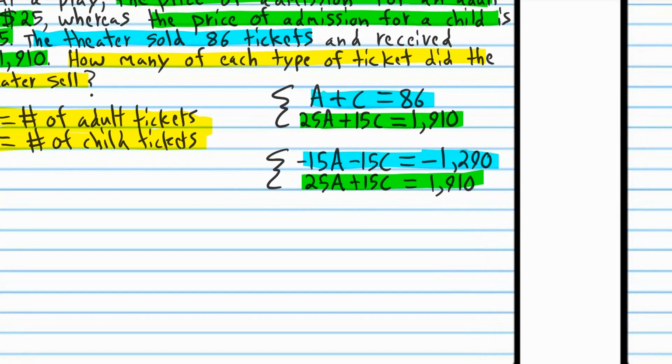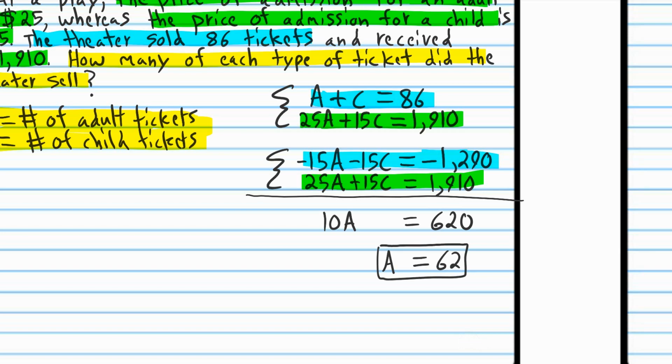So now we're ready to eliminate. We add the equations together. The 15s cancel out. Negative 15a plus 25a is 10a. And add these two numbers together. You can use a calculator for that if you want to. I think that's going to be 620. And then we just divide both sides by 10, and we get 62. So the theater sold 62 adult tickets.